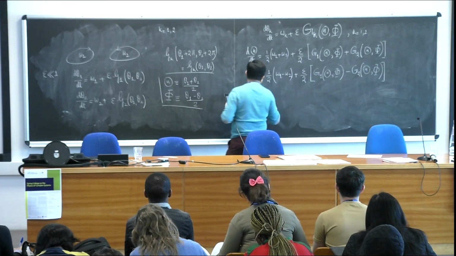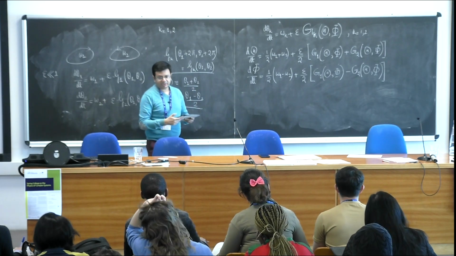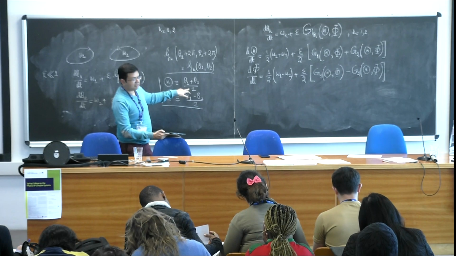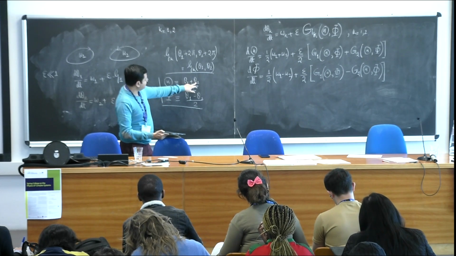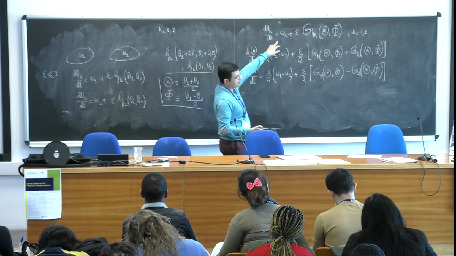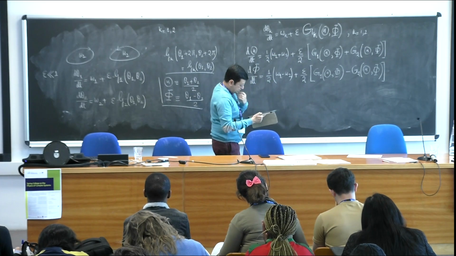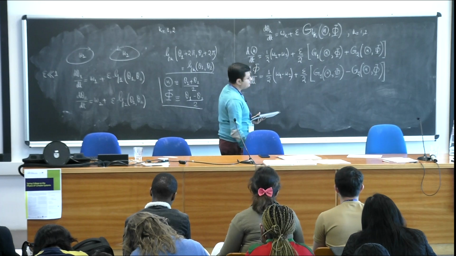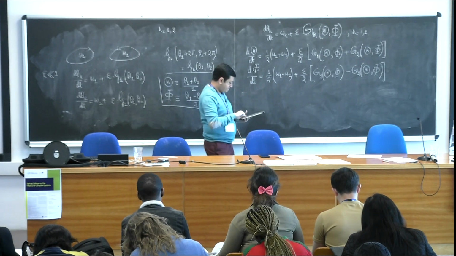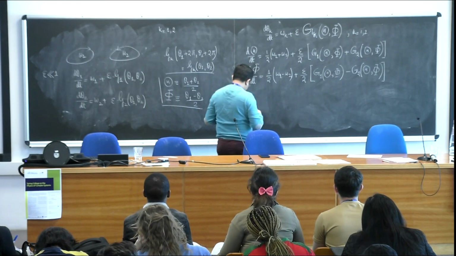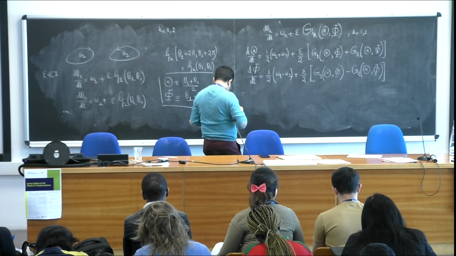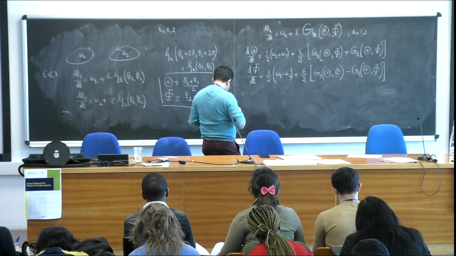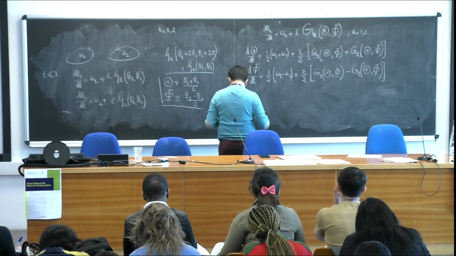Are these equations clear? How do I get them? It's clear, right? What I do is that I just take the time derivative of the left hand side and the right hand side, and for d theta 1 dt and d theta 2 dt, I just substitute these equations there. Fine? Okay.